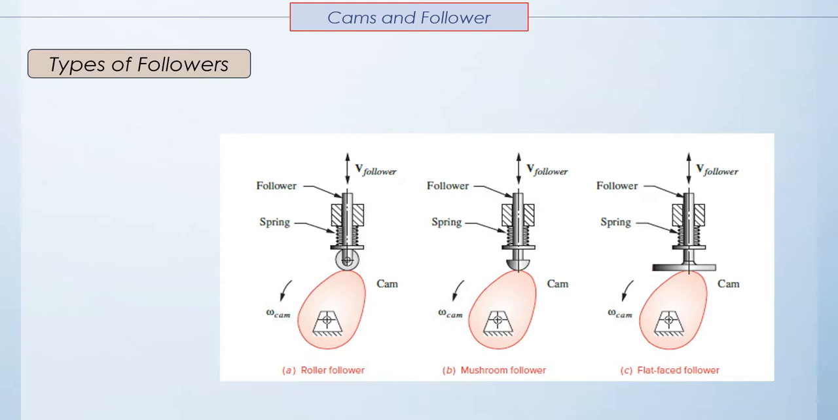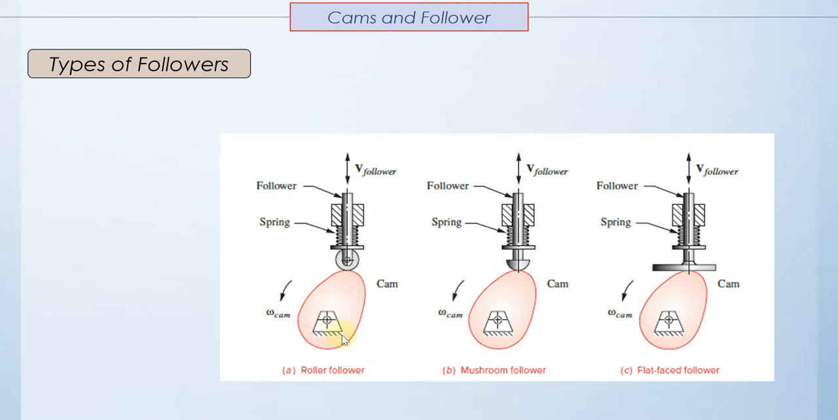So next we have the types of followers. Okay, we already discussed the types of cams, what cams are used for, and we have several examples of cam shape design. Now we'll discuss what types of followers we have. First we have roller followers, we also have mushroom followers, and we also have flat face followers. What are the differences between these three? Look at the first one, roller followers.